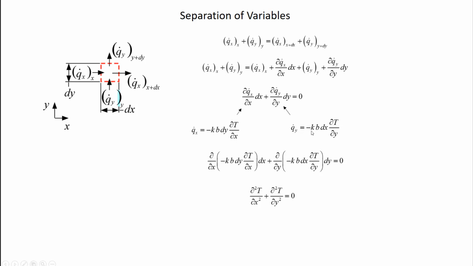Same thing over here: q dot y is minus k times the area in the y direction, so the area for this heat flow is dx times b, times dT/dy. I substitute this into here, I substitute this into here, and I'm left with this. I'm going to divide through by everything that's constant in these two derivatives. Minus k is constant, b is constant, and then I have dx and dy. I happen to have exactly the same things over here, so I'm left with this differential equation. This is sometimes called Laplace's equation. This is the partial differential equation that you often get when you're trying to solve conduction problems.